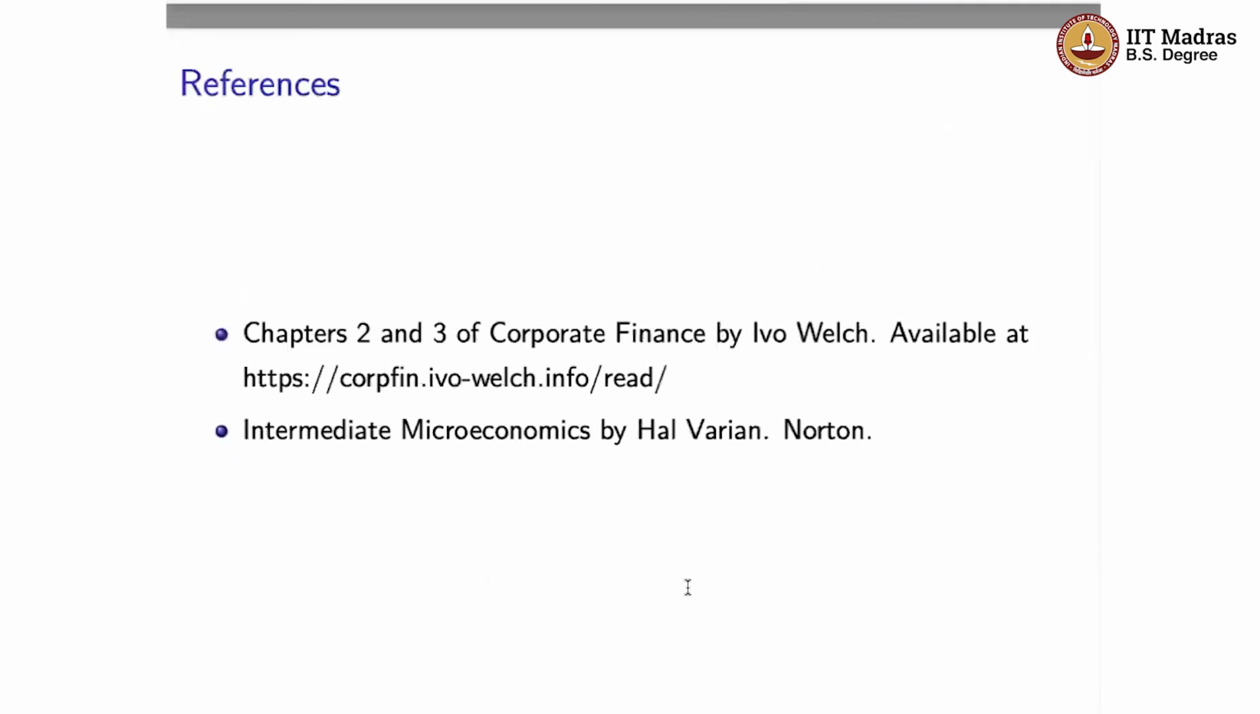Finally, the main reference for this week has been this textbook, which is available online for free. It's called Corporate Finance by Ivo Welch, and we have focused on chapters 2 and 3. Please look into it for more examples, more details, and more explanations than what we had. We also used a part of intermediate microeconomics to think about intertemporal choice. So that is our discussion.